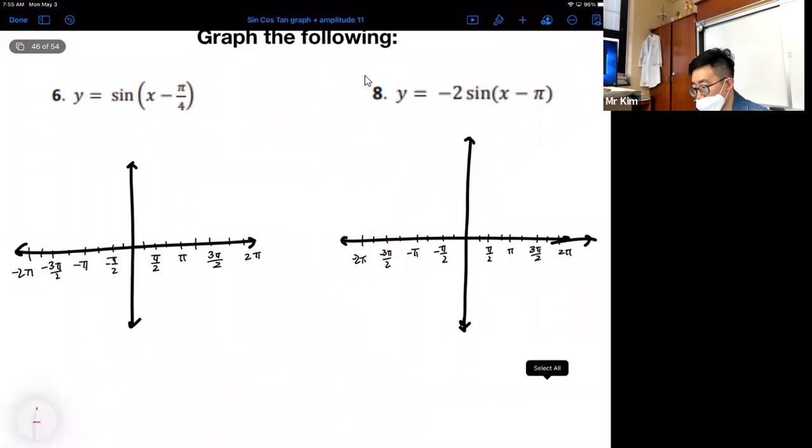If you have your answers already, just check with your graphing calculator just to make sure that whatever you're doing is correct.